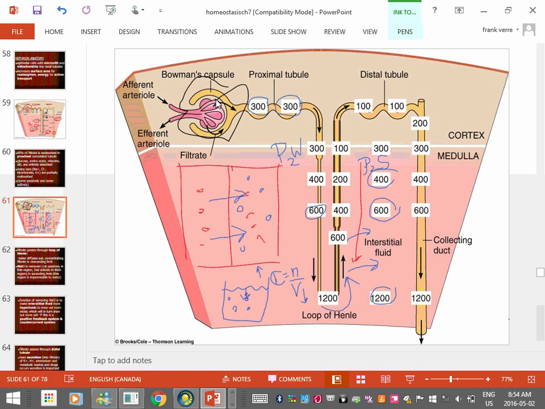What can filter through? Anika, give me an example of a substance that can get through and into the nephron tubule. So what can get into this tubule? Water. What would be something else? Salt. What about sugar? Yes or no? Can sugar get through? You sure about that?